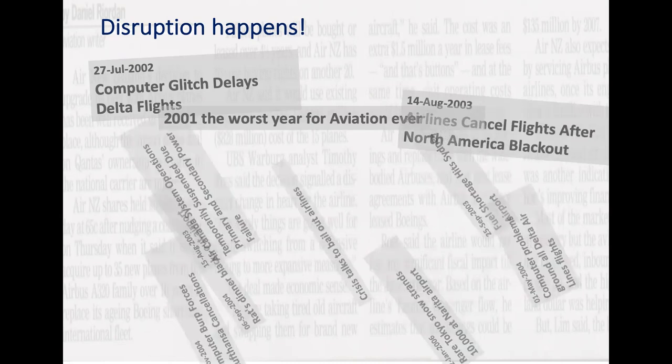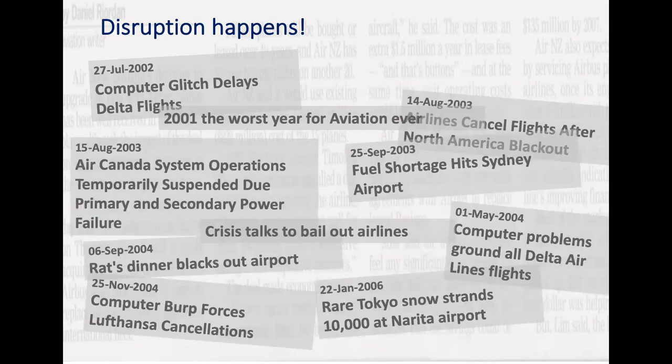Another older one, airlines cancel flights after North American blackout. So if you recall back in 2003, there was a very significant power system outage across, I think it was the northeast of the United States. One system fell, the next system fell, the next system, until a huge area of the country was blacked out. And so without power, you may be able to land aircraft because hopefully the runway lights are backed up, but radars are starting to fail, communication systems are failing, and IT systems are failing.